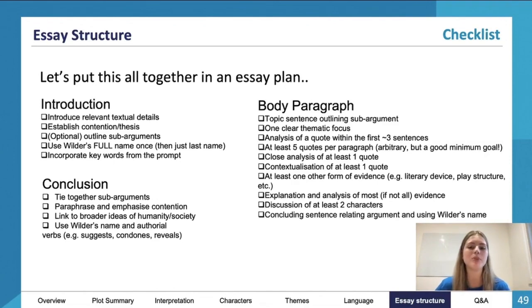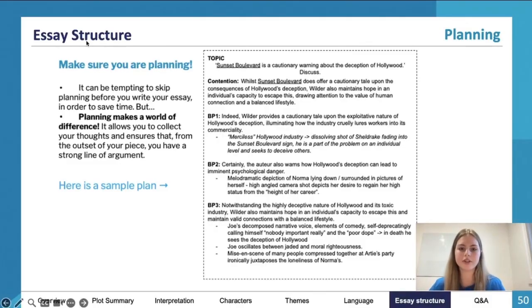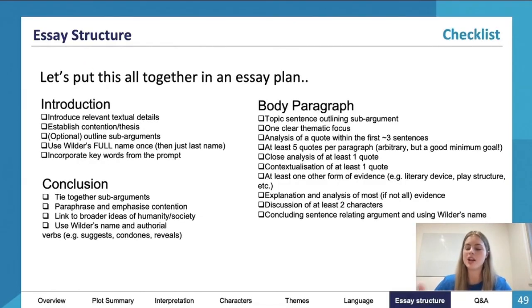Aim for 2 examples in your body paragraphs, because if you're making an argument, which is what your body paragraph is, you're arguing that Sunset Boulevard is looking at opportunism, or in this case, that Wilder offers a cautionary tale upon the exploitative nature of Hollywood's deception. If that's what you're arguing, then an argument with 2 points of evidence or points in the film is stronger than 1. Having 2 examples is stronger than 1 when you're arguing something. So think of 2 moments or 2 characters, or however you want to organize your paragraphs. Try and aim for 2. Discuss at least 2 characters.